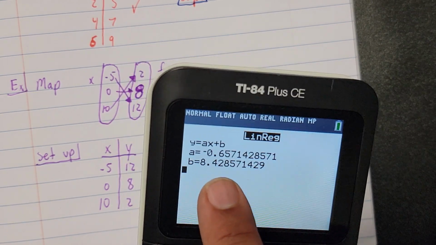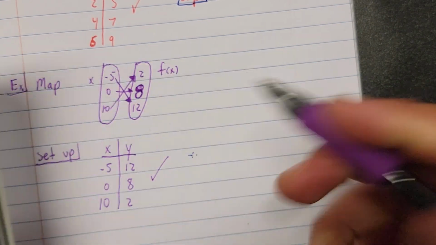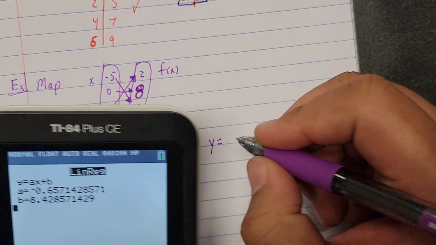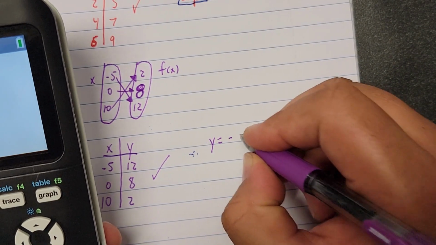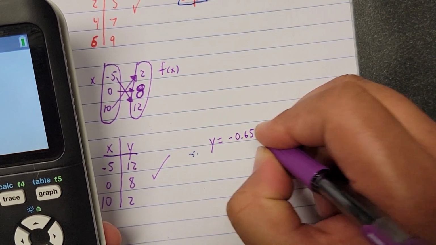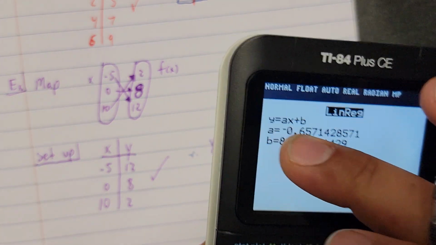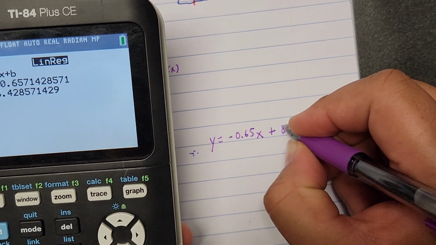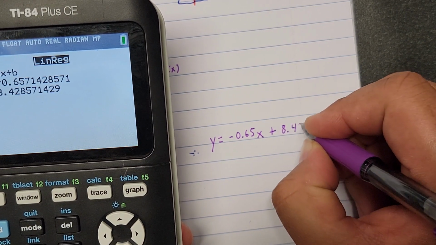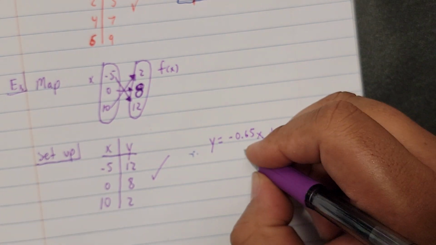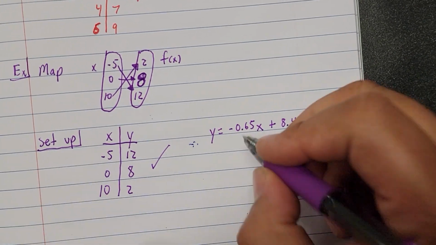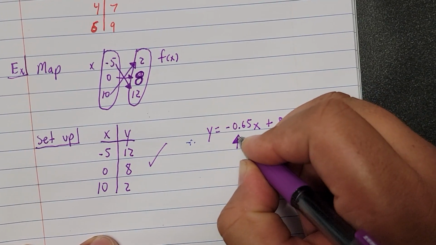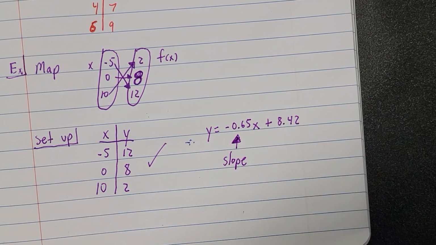So again, this is going to be a decimal. I thought it was going to be a whole number. That's my fault. So I have y equals, that's a negative 0.65. Let's just put negative 0.65x. And then plus, and then we have 8.42. And the x number, whatever's in front of the x number here, that is the slope.